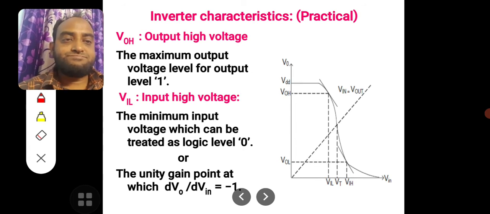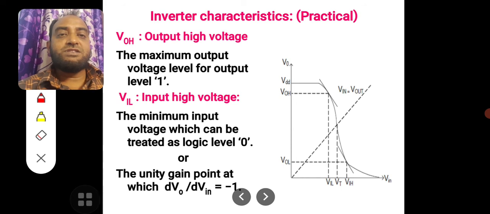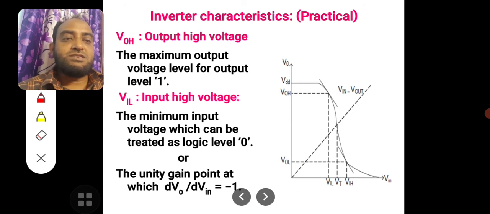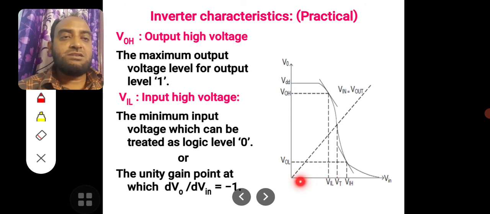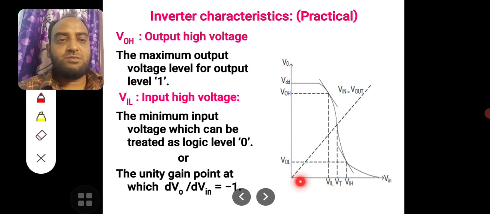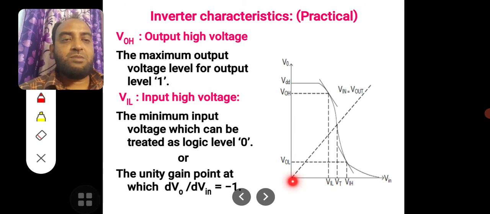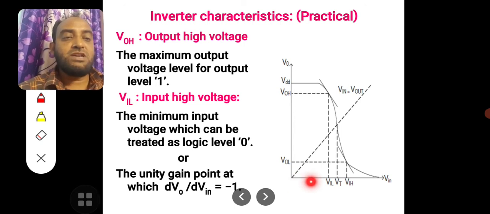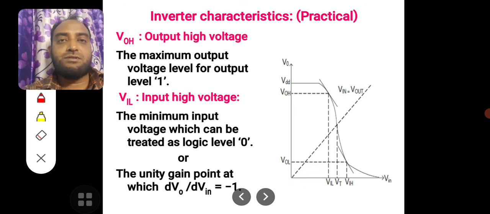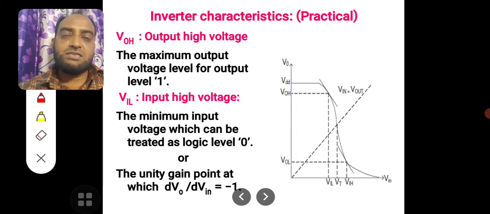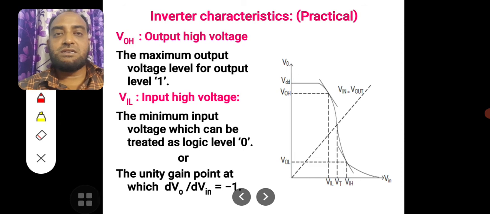When you slowly change the input from 0 to high, when the input reaches VIL, the input low voltage, 0 is treated as logic 0 at the input: 0.5 volts, 1 volt, 1.5 volts, like that. As you increase the input voltage, some levels of input voltage are treated as logic 0, even though those are not 0.